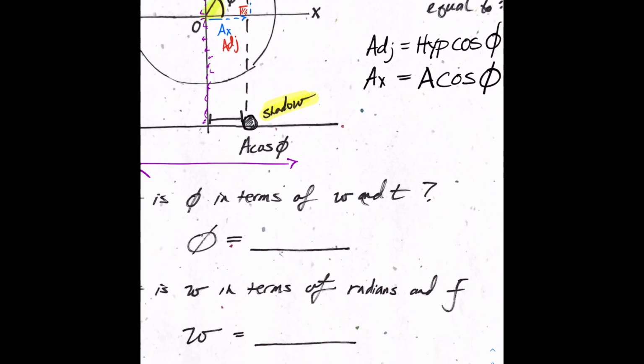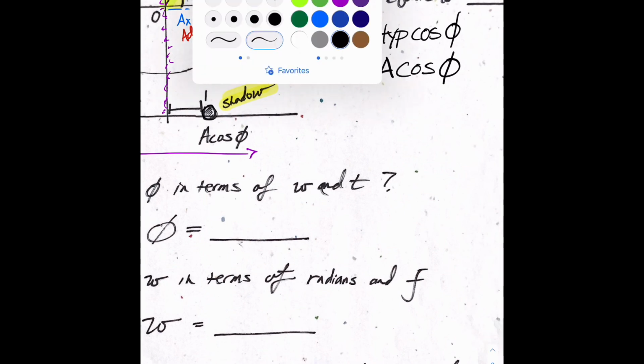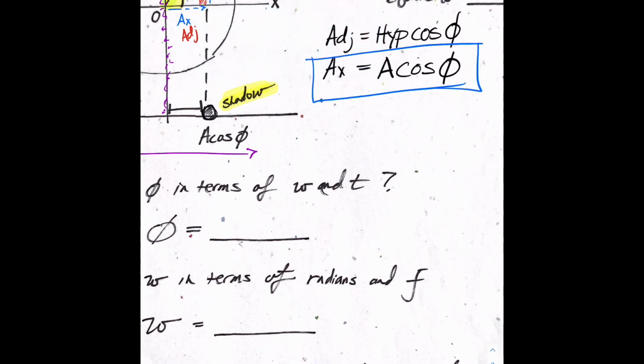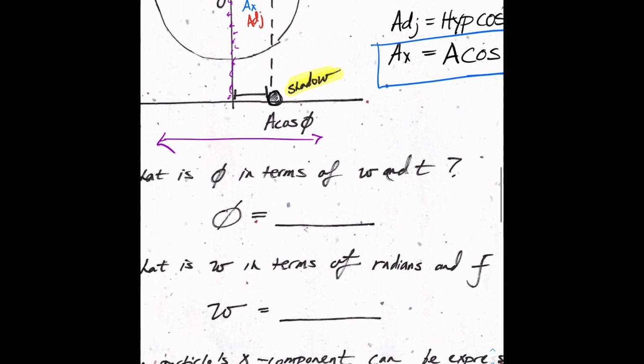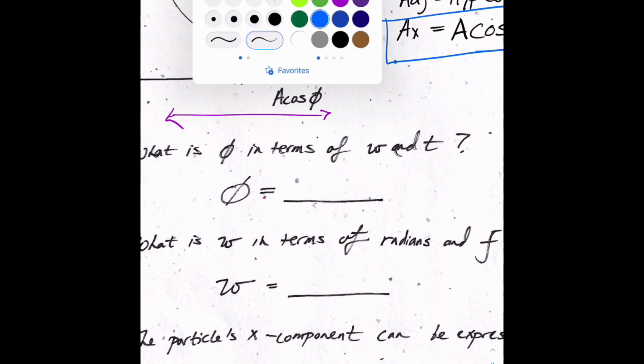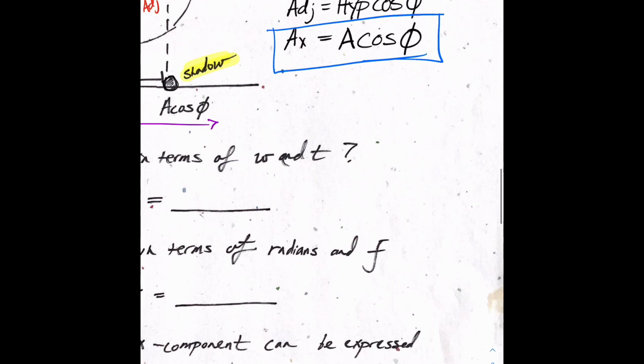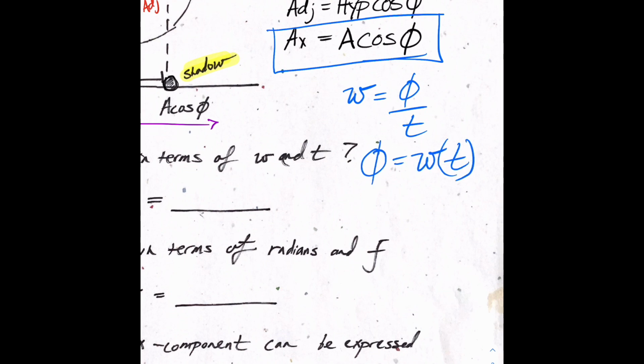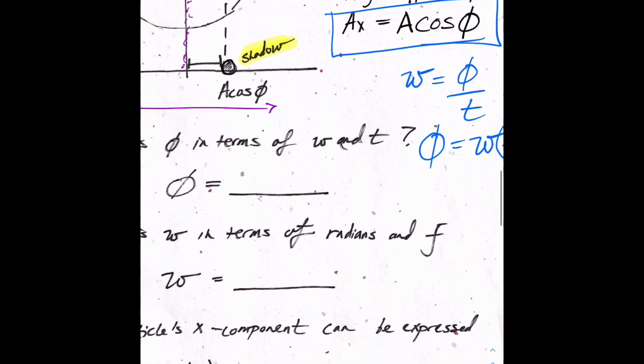All right, so what the heck is phi? Maybe we should put a box around that. Let's save that for later because we're going to need that expression shortly. But what is phi in terms of omega and t? Well, we know that omega is equal to the angle over time. This is like speed equals distance over time. So we can rearrange this and solve for phi. Phi then is equal to omega t. Go ahead and write that in right here.